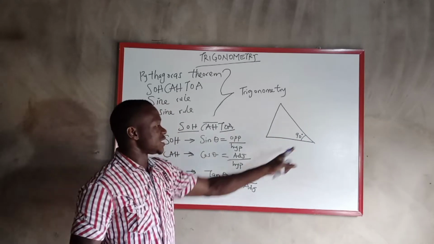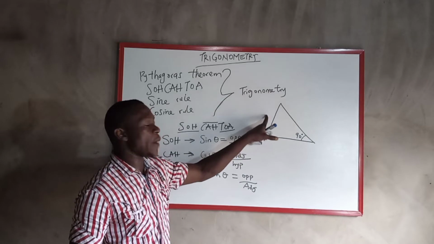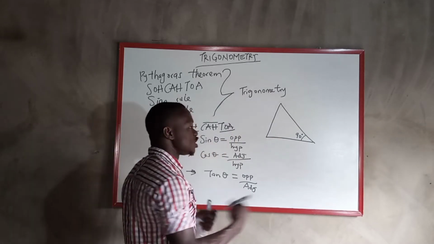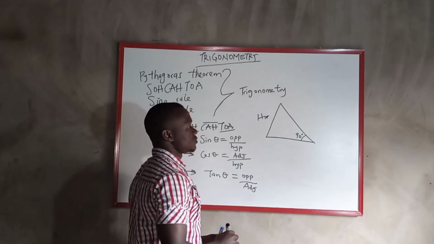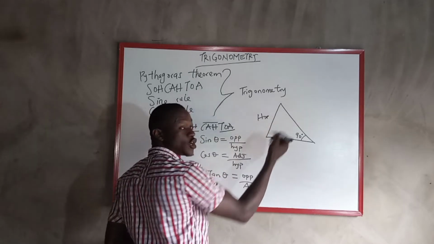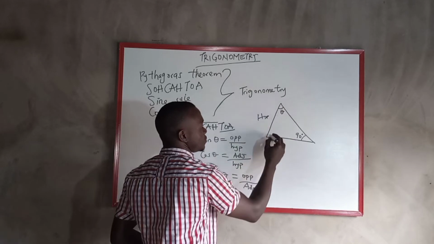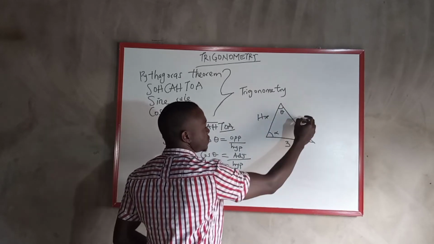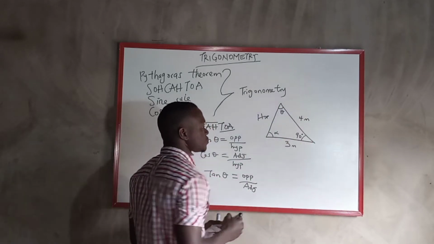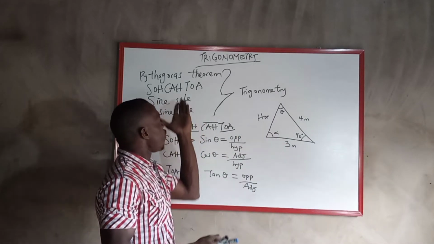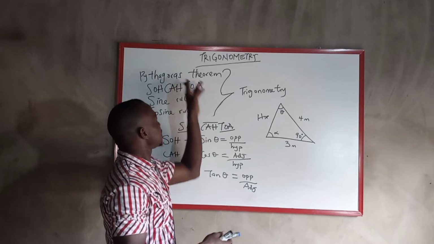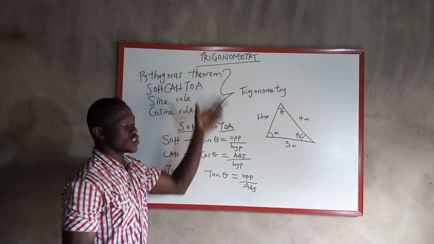What it means is that the side opposite this 90 degrees is your hypotenuse. That is the main thing you need to know. So this is our hypotenuse. Now, the question continues. We are asked to find theta and alpha. Now, the first thing is, what are we going to apply? This is a right angle triangle. Automatically, we apply Pythagoras theorem and the Sohcahtoa.